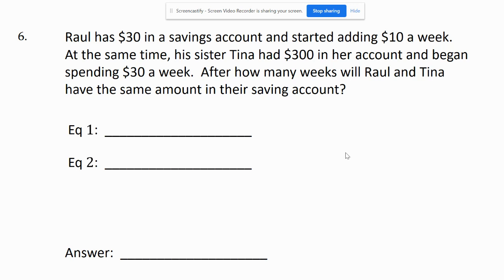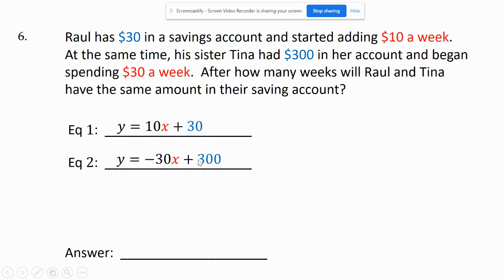Well, first off, we need to set up two equations. So first off, let's look at what we have. We have y equals 10x plus 3, because he's going to save $10 a week and add that to his starting $3. All right. And Tina has 300, and she's going to lose 30 a week by taking out and spending it.